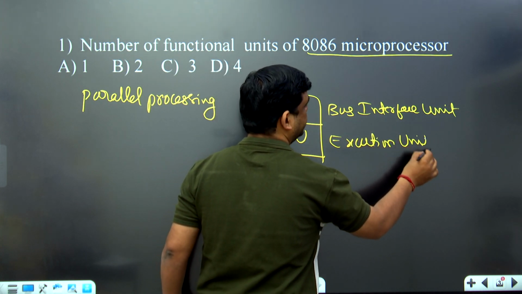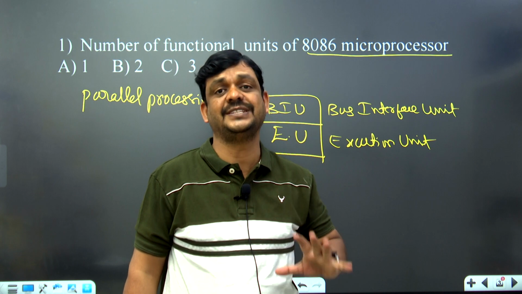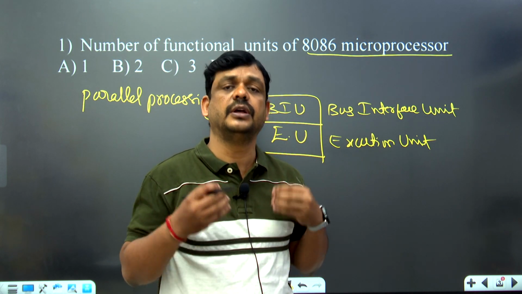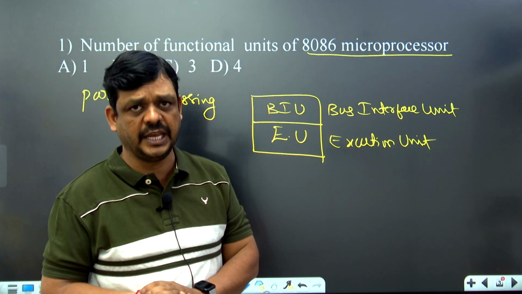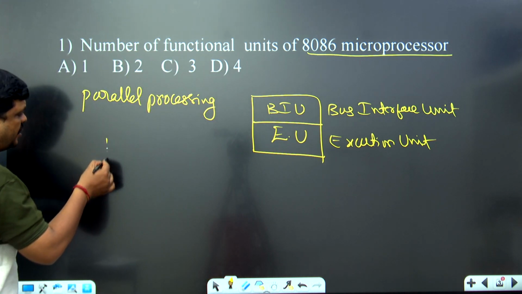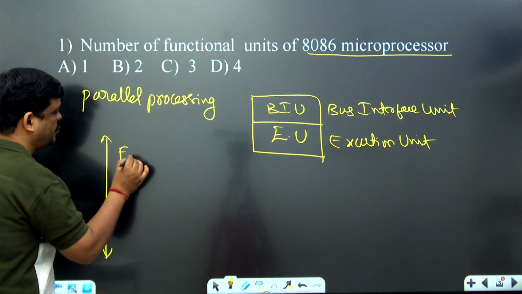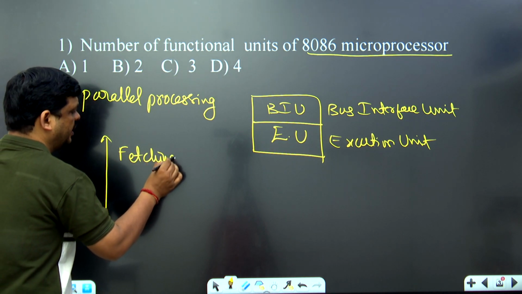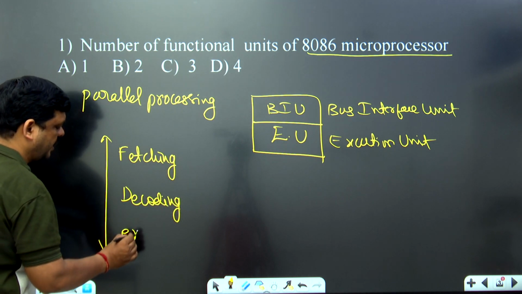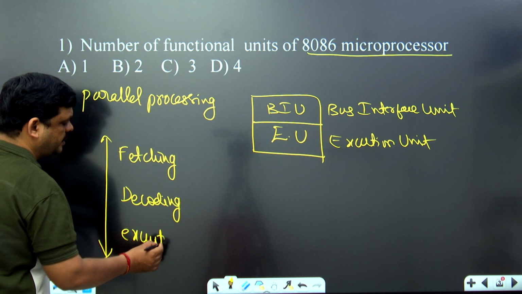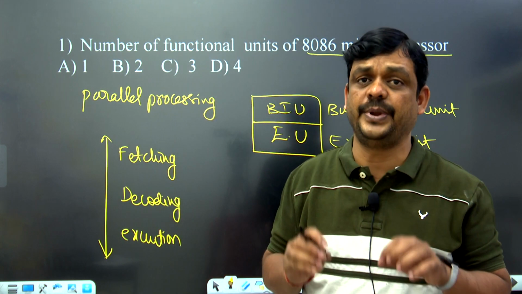Right, so to understand these concepts, first of all we require the structure of the instruction cycle, right? To complete one instruction, internally it takes some time. That time is called the instruction cycle. Within that, internally it performs three operations. First it has to perform fetching, later decoding, and one more operation, that is execution. Every microprocessor performs these three operations compulsorily.